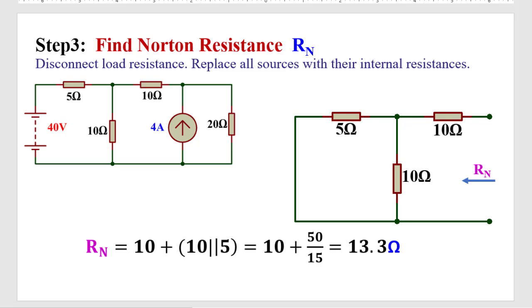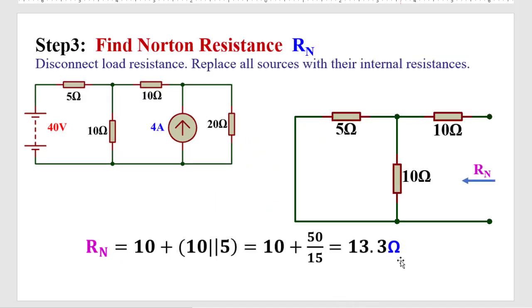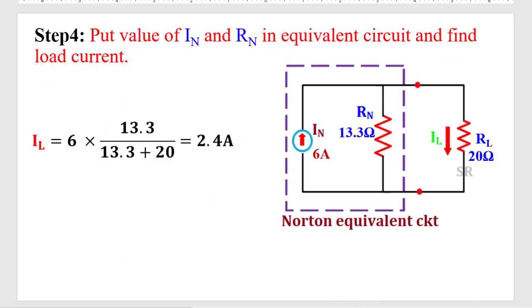So what I got: IN is equal to 6 ampere, Rn is equal to 13.3 ohm. Putting these values into the equivalent circuit, IN is 6, Rn is 13.3. What will be the value of IL? IL will be the opposite side resistance divided by the summation of these two, multiplied by the main current, which ultimately gives 2.4 ampere. So this is my answer, the load current through the 20 ohm resistance.